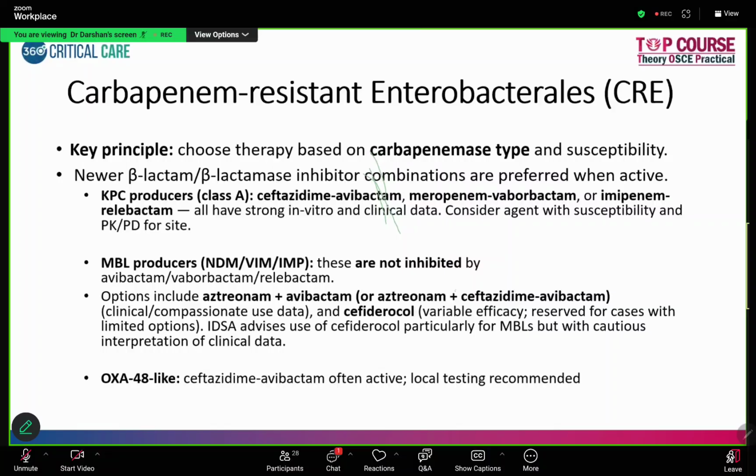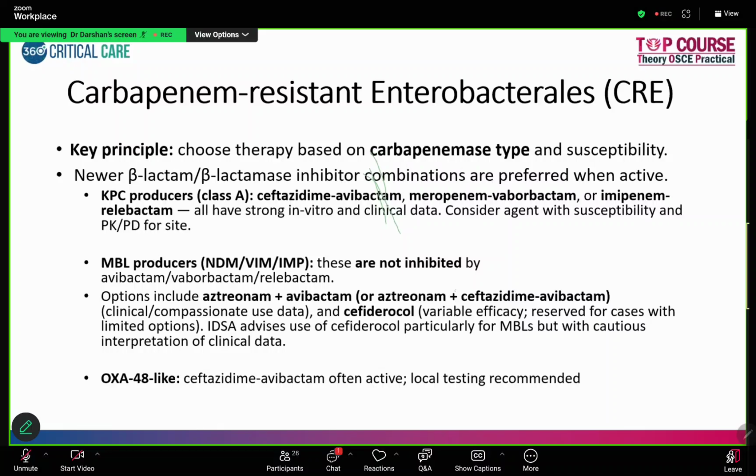Okay, so as another savior drug, we have one new one, that is a siderophore antibiotic, cefiderocol. That is your last resort, so try and avoid giving this as a routine drug. Probably we can start with aztreonam-avibactam, and then if we find that there is no synergy for this, at that particular time we can think about cefiderocol.